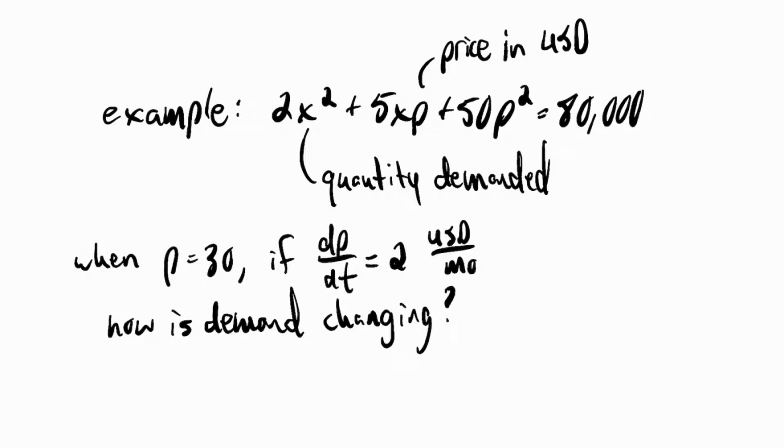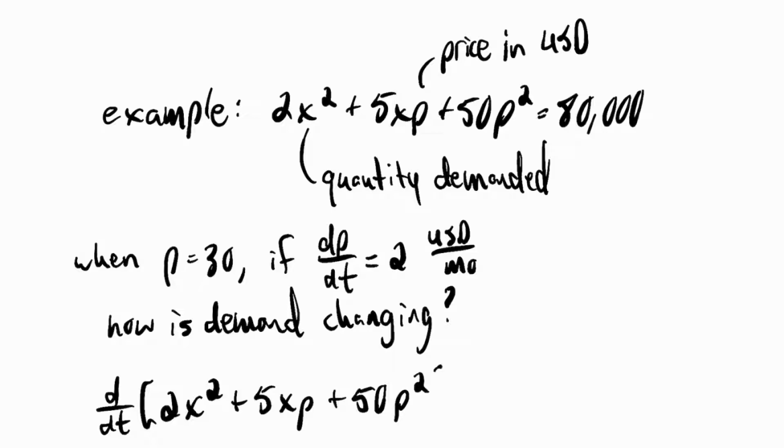Now, of course, if the price goes up, you would expect demand to go down. Well, okay, sure, but how much? It goes down by how much? So I'm going to need to apply the time derivative to this equation. d/dt of 2x squared plus 5xp plus 50p squared equals d/dt of 80,000.